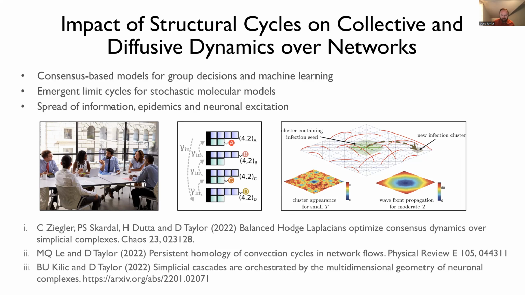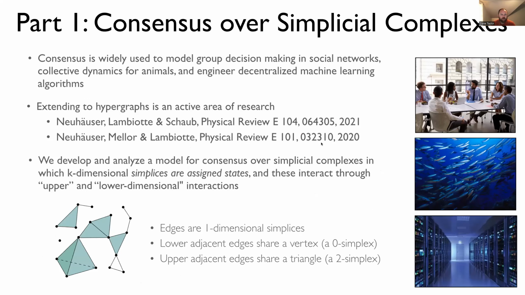So it's a bit of a survey of related things going on and how we can use homology to think about how structural cycles in a network affect dynamics. And a lot of these models will be generalized models, so I'll be thinking about a simplicial complex rather than a graph. All right, so let's jump into the first project.